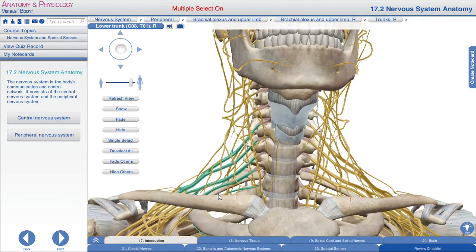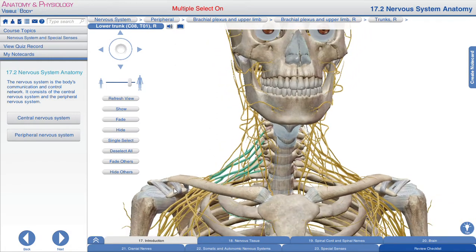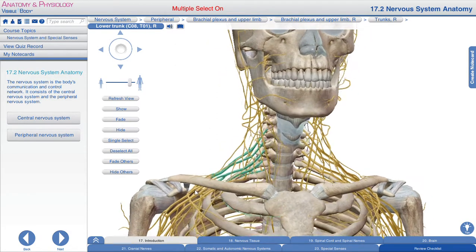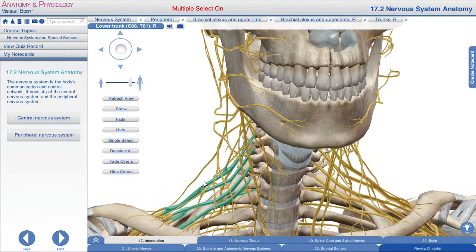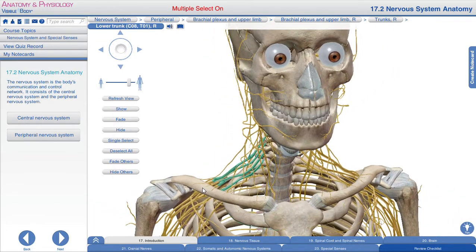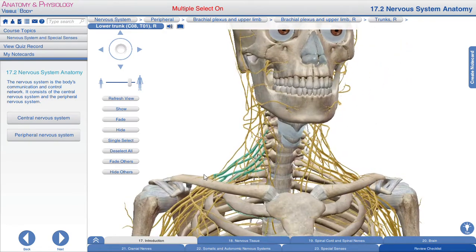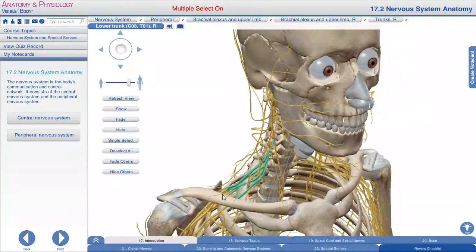The trunks of the brachial plexus then pass inferior to the clavicle and divide into anterior and posterior divisions. The anterior division supplies the flexor compartment and the posterior division supplies the extensor compartment.